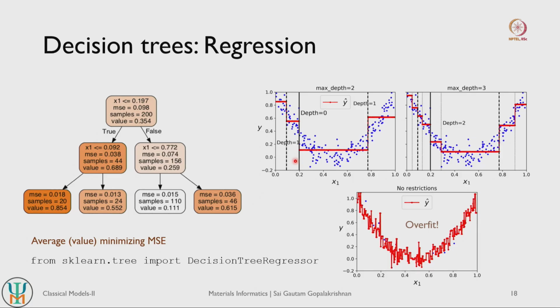So decision trees can be quite useful for regression, but keep in mind that they can overfit quite easily. The way to implement decision tree regression is once again using the tree module, where you import the DecisionTreeRegressor class.